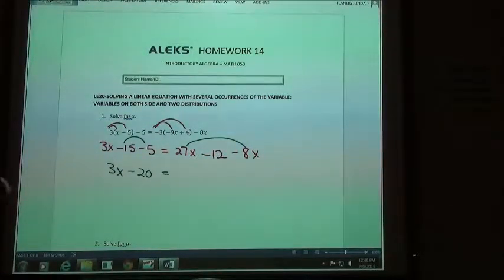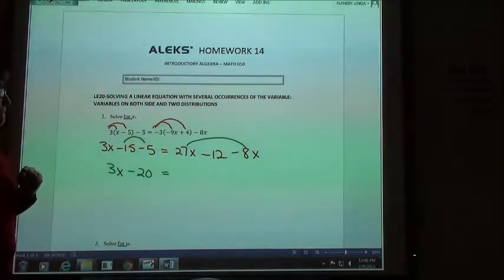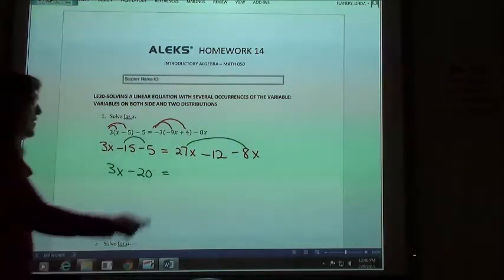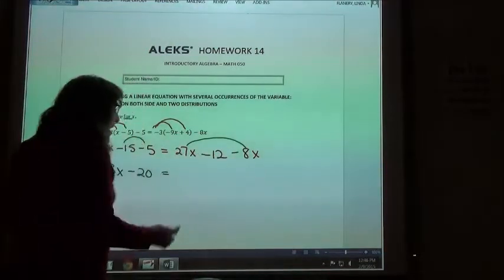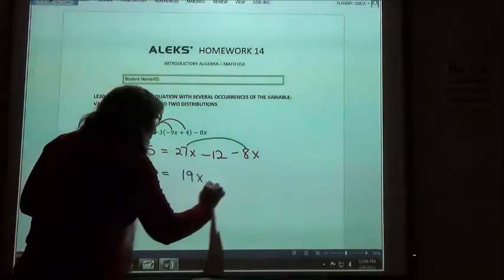Oh, so we're not combining the two. I thought we were going to do 15, 5, and 12. We'll get there. Okay. Over here, we're going to do 27 minus 8, which is 19x minus 12.